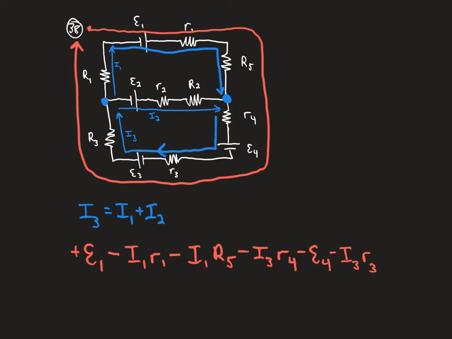I get to my battery. I first hit the negative side and I jump up to the positive side. How do I go from a negative to a positive? I have to add. So I've got to do plus E3. Passing from negative to positive. So plus E3.